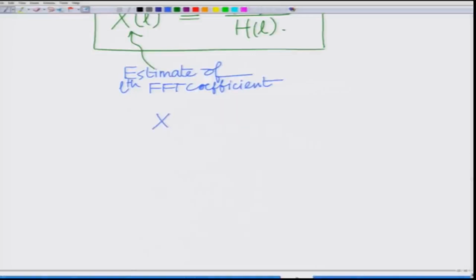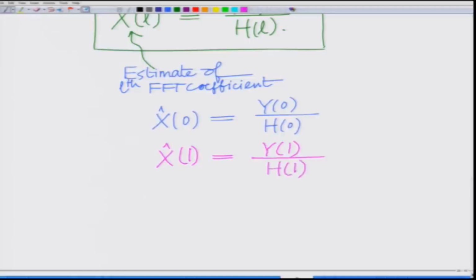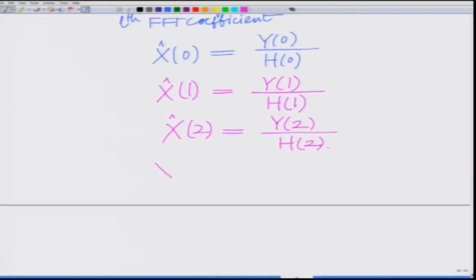Okay. So, therefore, what we are saying is basically capital X hat 0 equals capital Y of 0 divided by capital H of 0, capital X hat of 1 equals Y of 1 divided by H of 1, capital X hat of 2 equals Y of 2 divided by H of 2, and capital X hat of 3 equals Y of 3 divided by H of 3. Okay. So, what are these?